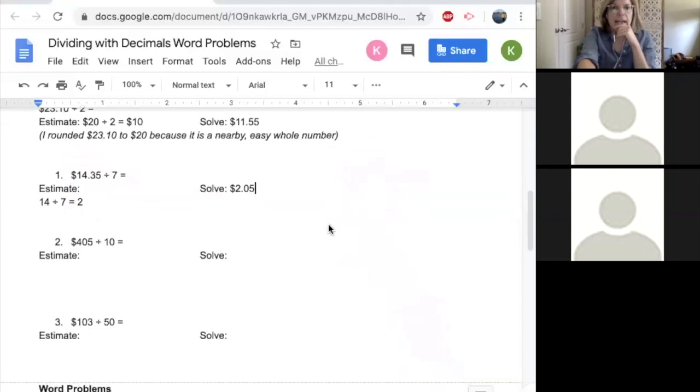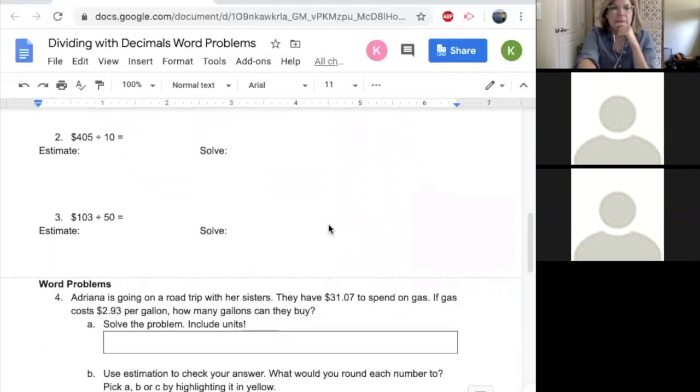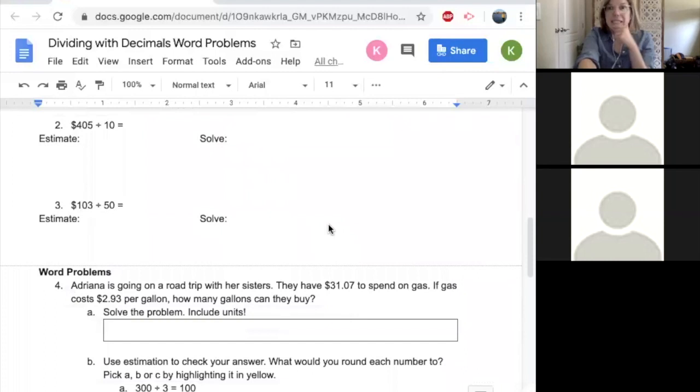All right, next up. What is this problem, Chips? $405 divided by 10 equals. Good. Now, what could be a story we could make up about this one? $405 divided by 10. That's a lot of money, $405.